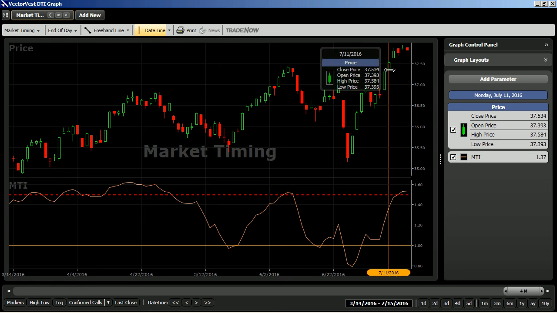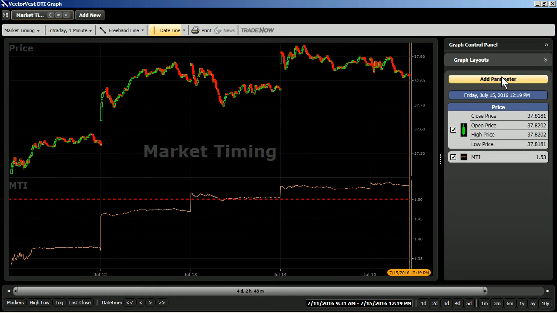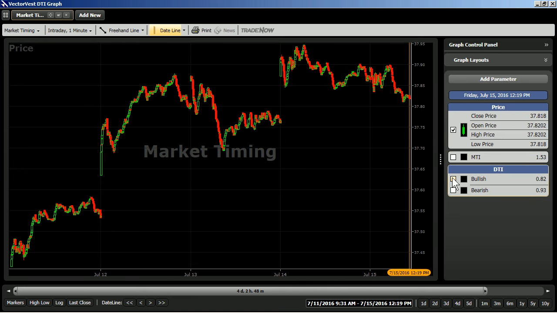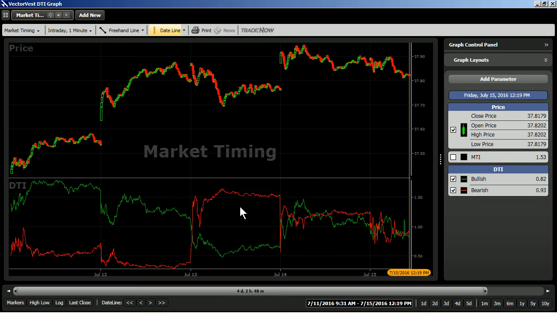So back here on the 11th and 12th, we looked at that situation on an intraday graph, and you could see there were some very good days. But the Derby timing indicator is telling us a really important story. Let me go back to 5 days. I'm going to go to add parameter, click on the DTI, take off the MTI, and put on both the bullish and the bearish indicators. Again, the DTI is telling us a very important story, that the market is starting to get toppy, and we can clearly see that over the last couple of days.